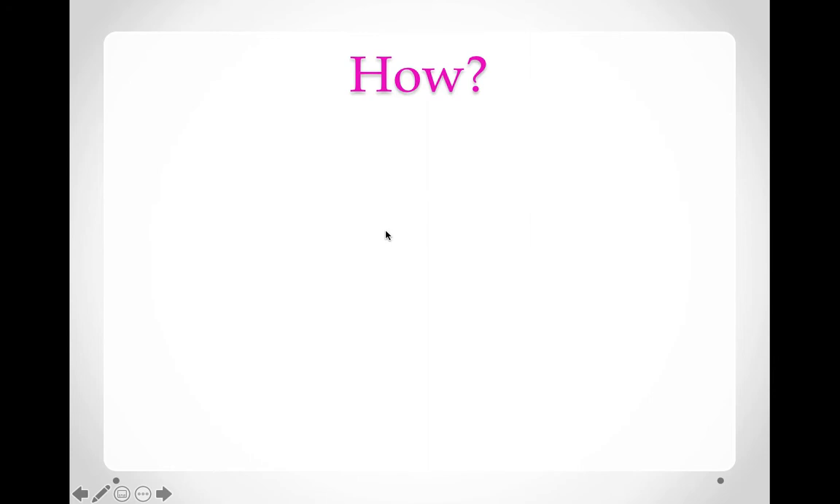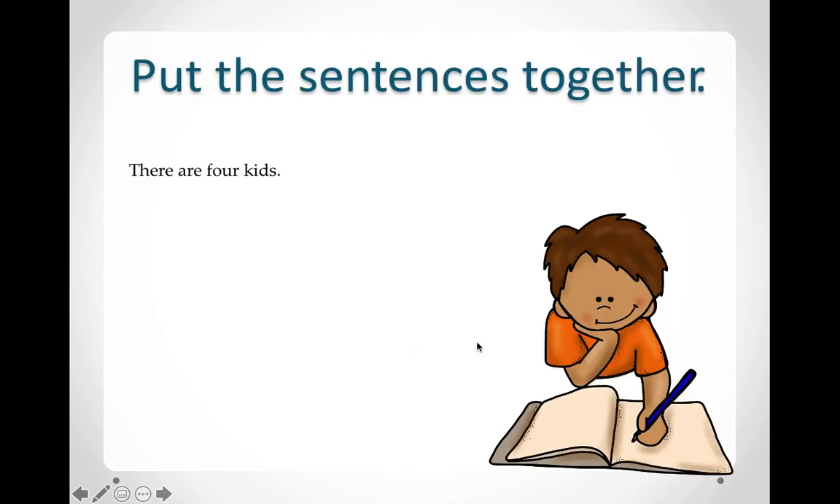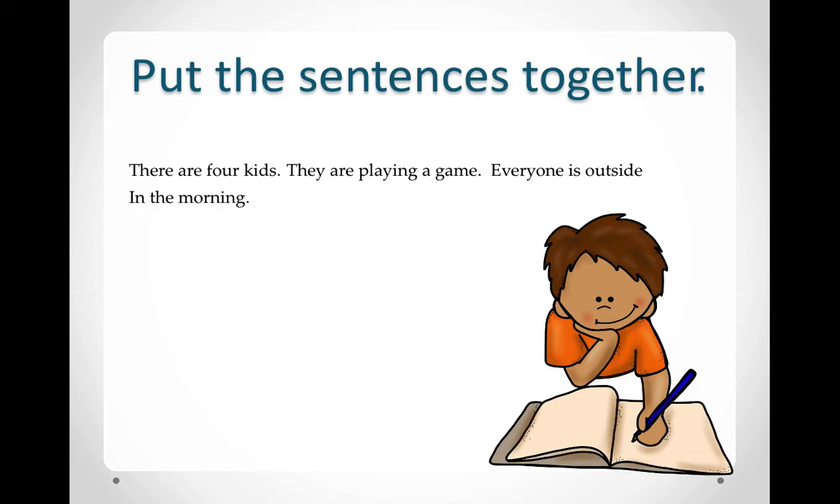And how? How are they playing with each other? They are using a skipping rope. So they are playing with each other by using a skipping rope. Now we have answered all of the question words, and we are going to put the sentences together to make a paragraph. So the first sentence, there are 4 kids. They are playing a game. Everyone is outside in the morning. It is a hot summer's day. They are using a skipping rope. Now that is my paragraph.